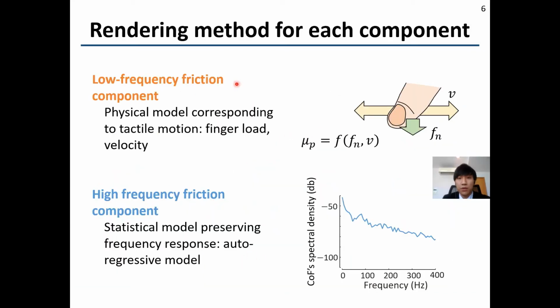The low-frequency friction component is rendered by a physical model, which responds to the finger load and the velocity. The high-frequency friction component is rendered by a statistical model, an autoregression model, that preserves frequency characteristics of the coefficient of friction.